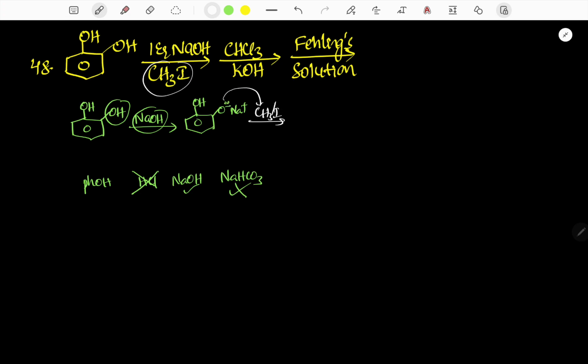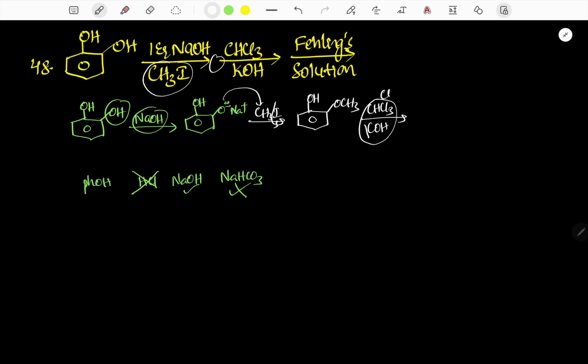So it is an SN2 reaction. It is a first product. Now it is treated with Riemer-Tiemann conditions, chloroform and KOH.